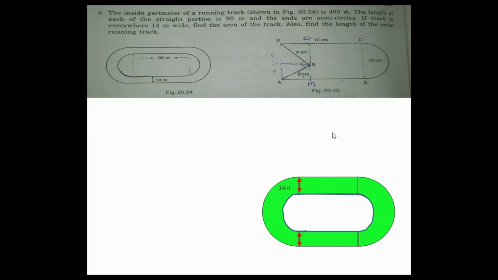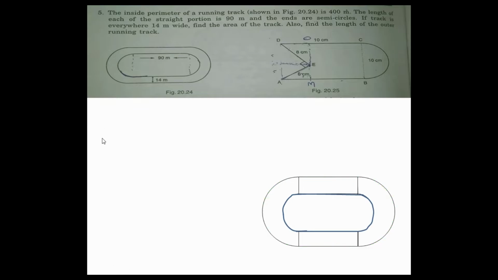And the question has asked us to find the length of the outer running track. Now what is the length of the outer running track? This is the outer running track. Look at my cursor. This is the outer running track. So the length of the outer running track will be this. This black line you can see, I will highlight it with green. Now you can see it easily. This is the length of the outer running track. So it's clear, the question has asked us to find two things. First, the area of the running track and the length of the outer running track.